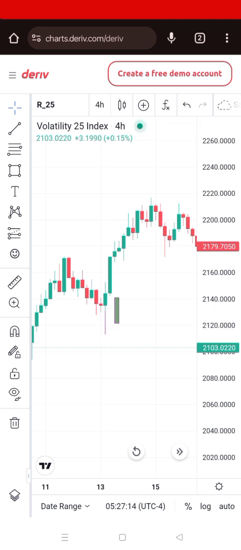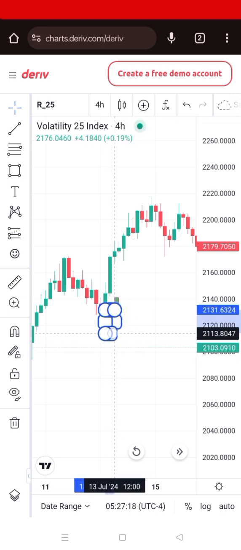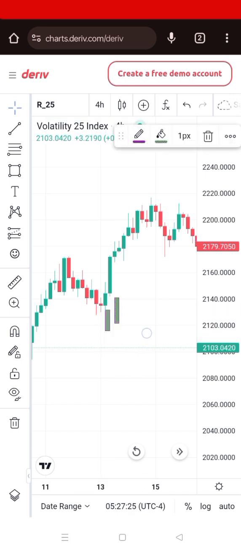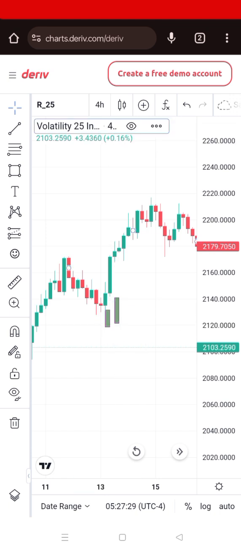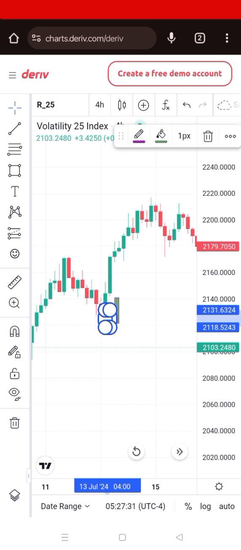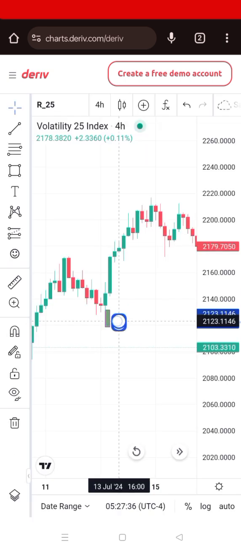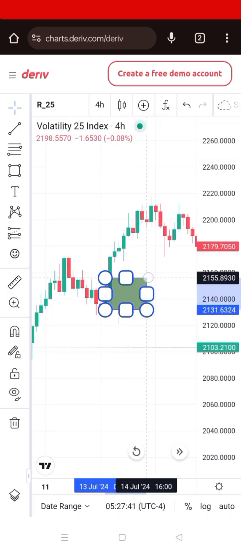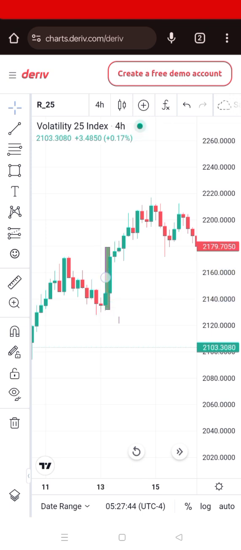Drawing using these tools is a bit difficult, but I'll try my best to show you how to trade or analyze using your mobile phone. That's why I'm trying to do it. So what I was talking about is that whenever you find a bullish candlestick which has engulfed a bearish candlestick and completely its body has crossed above, that shows a potential order block.